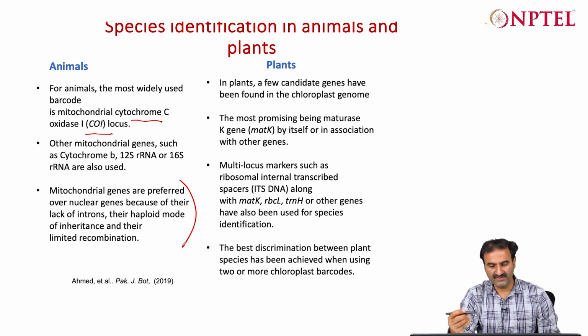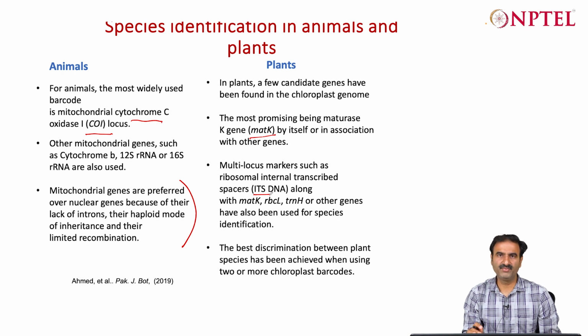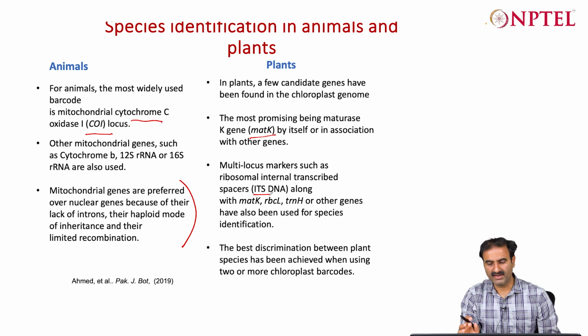In the case of plants, matK (maturase K) is one gene, and you could also use the chloroplast genes. The other gene, ITS, is helpful sometimes and sometimes not, so ITS could be one of the markers. It lies in between the different ribosomal subunits. So matK, rbcL and trnH genes are generally preferred.